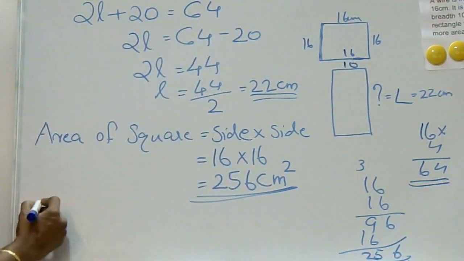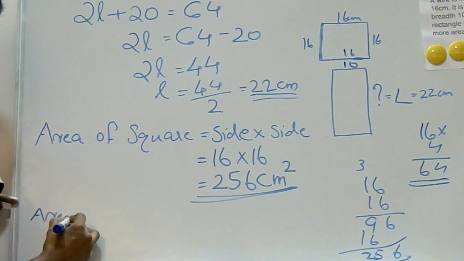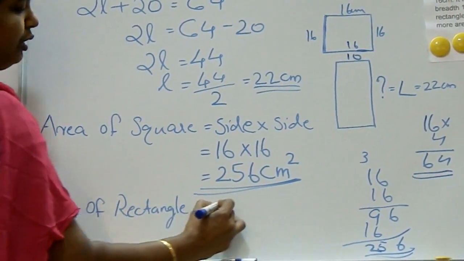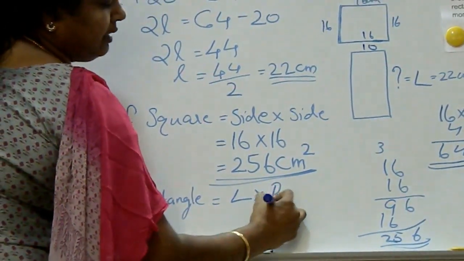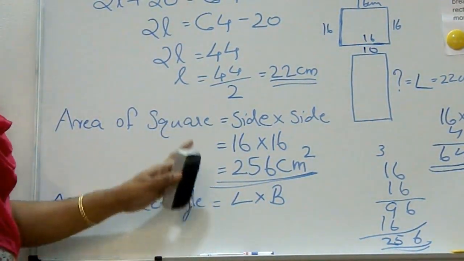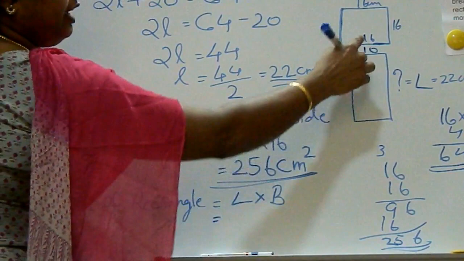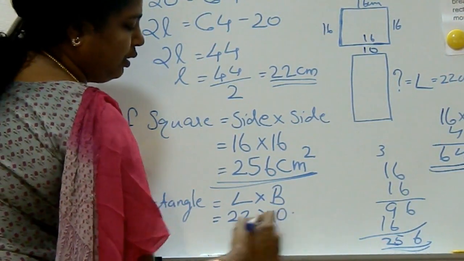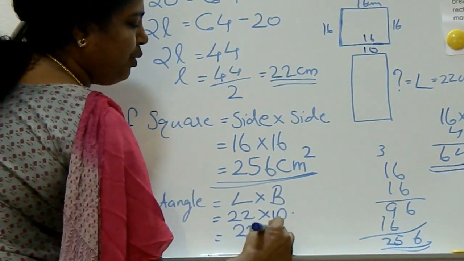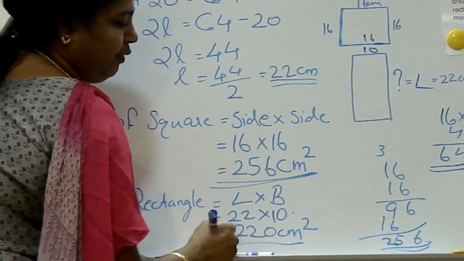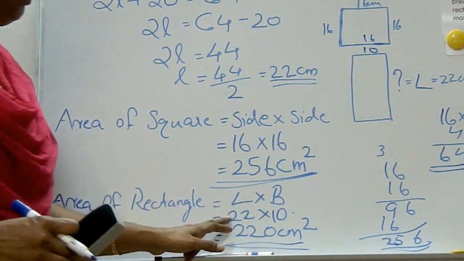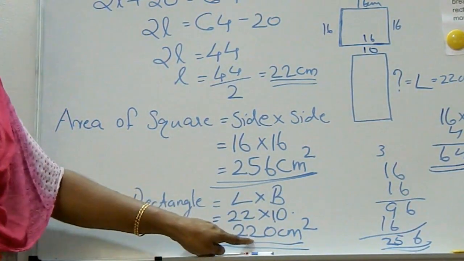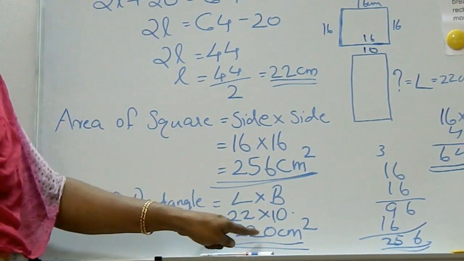Then area of rectangle is equal to length multiplied by breadth. This is the equation. We always have to write the equation and units. Then we know the length is 22 and breadth is equal to 10. That is equal to 220 centimeter square. If we are multiplying with 10, we only have to write one zero after the number. No need for multiplying. Then 220 centimeter square.